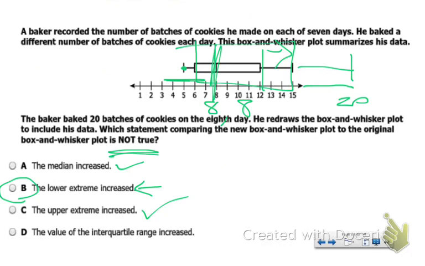Okay, so just keep in mind, and if it helps you, you could even sketch yourself a new box and whisker plot, right? Think about how they're made. Upper extreme, lower extreme. Then to find the upper quartile and lower quartile, you found the median of that data. So if you're adding numbers to that, it's going to shift where the median falls. Okay, so that's actually it for this section.